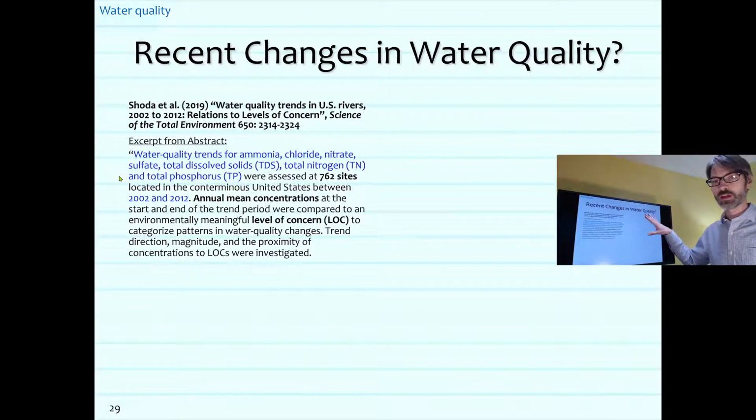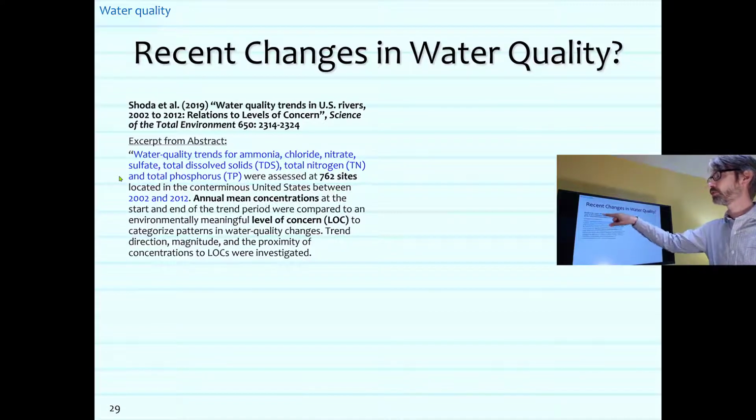Now, that set of graphs was from an older study from 2002 conducted by the US EPA. The interesting thing is the title here is Recent Changes in Water Quality. There actually aren't really any changes in the past 20 years.